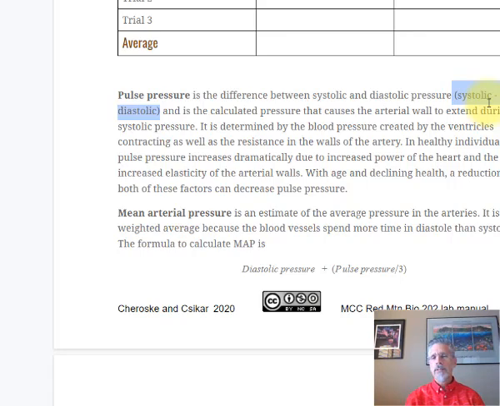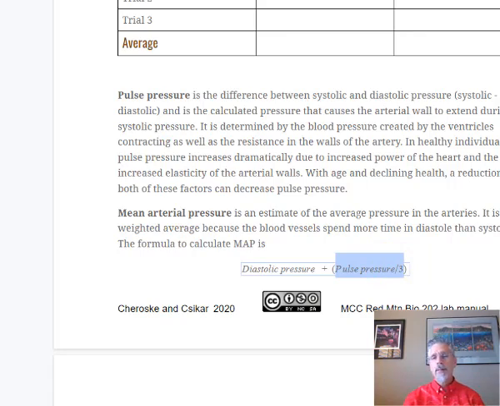Mean arterial pressure is a little bit different. On the one hand, you're like, well, there's two pressures, and if I average them together and divide by 2, then that would give me a mean or an average. But it's not quite like that because the arteries don't spend exactly the same amount of time in systolic versus diastolic. So in order to calculate mean arterial pressure, you take the diastolic pressure, like our 90 from our example, and you add to it the pulse pressure divided by 3.